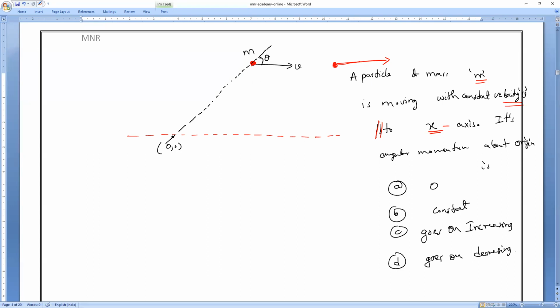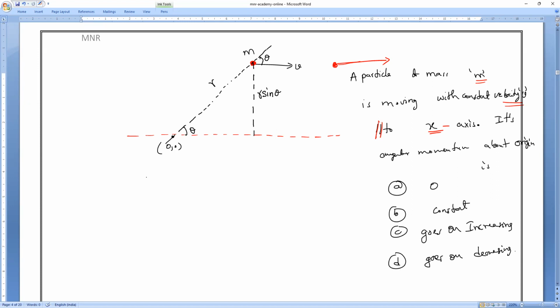So what is the perpendicular distance here? If this is theta, then here also it is theta. Let me take this distance as r. So the perpendicular distance will become r sin theta. Okay? R sin theta.